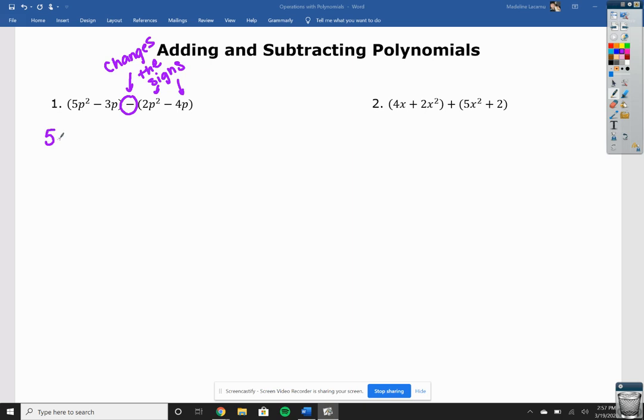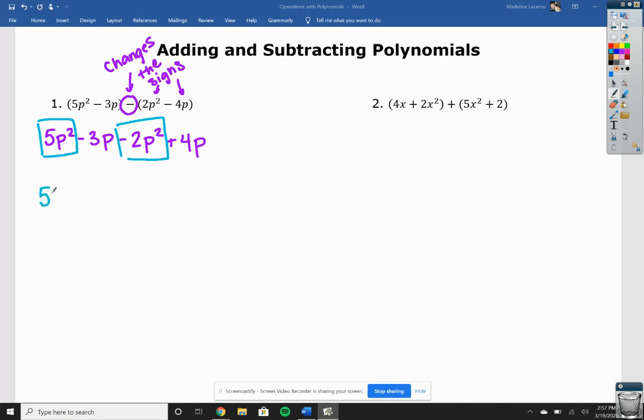So I'm going to keep these first two the same. So it's going to be 5p squared minus 3p. Then this positive 2p squared is going to turn into a negative 2p squared. And this negative 4p is going to turn into a positive 4p. Now all we have to do is figure out what our like terms are, and we have to start at the highest degree. And what that means is we need to start at the highest exponent. So our highest exponent is 5p squared. And the one that's a like term, meaning it has the same degree, is negative 2p squared.